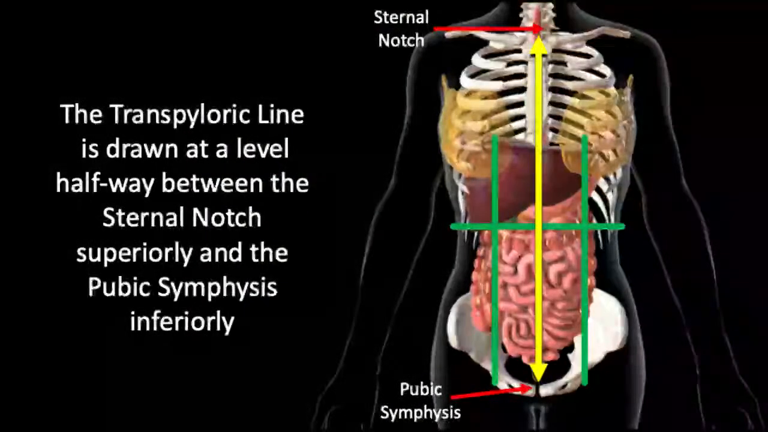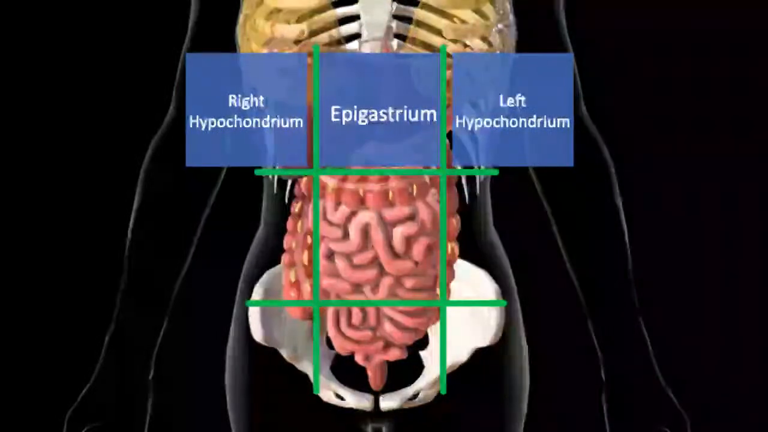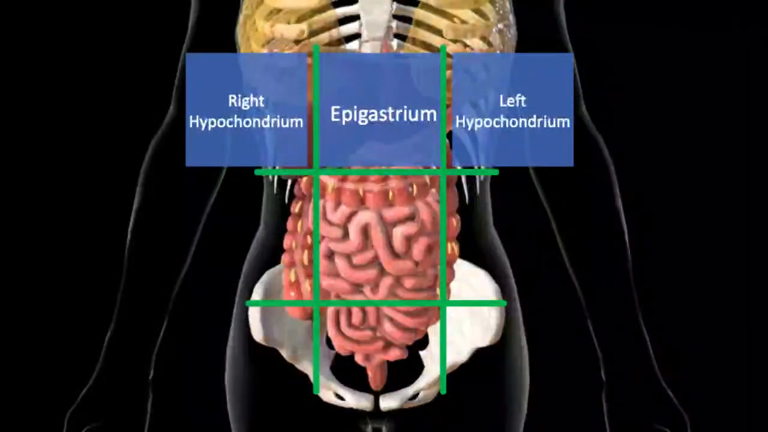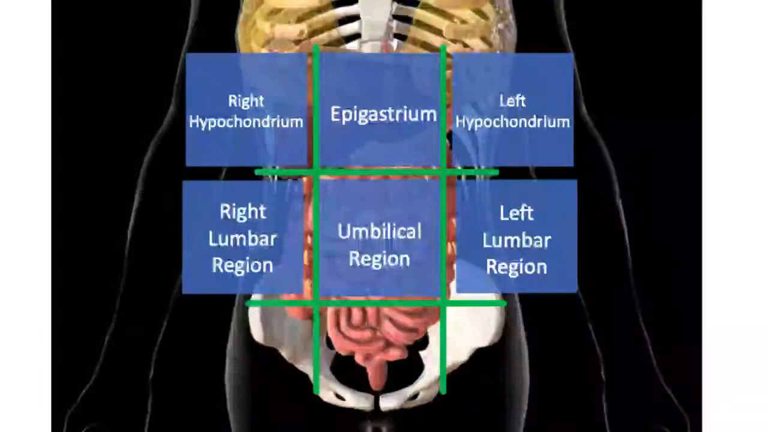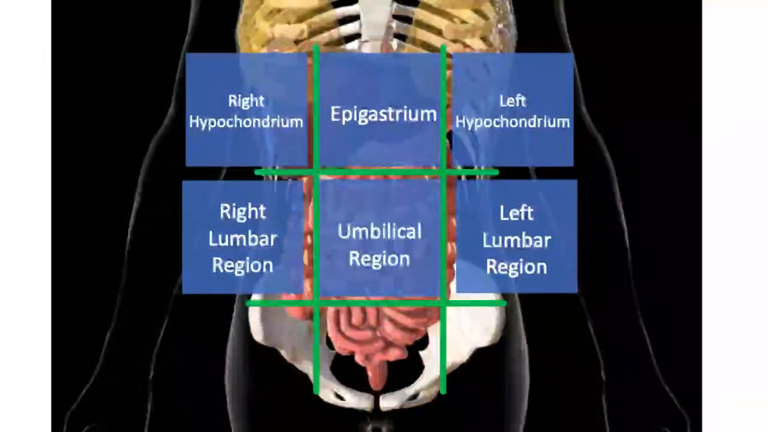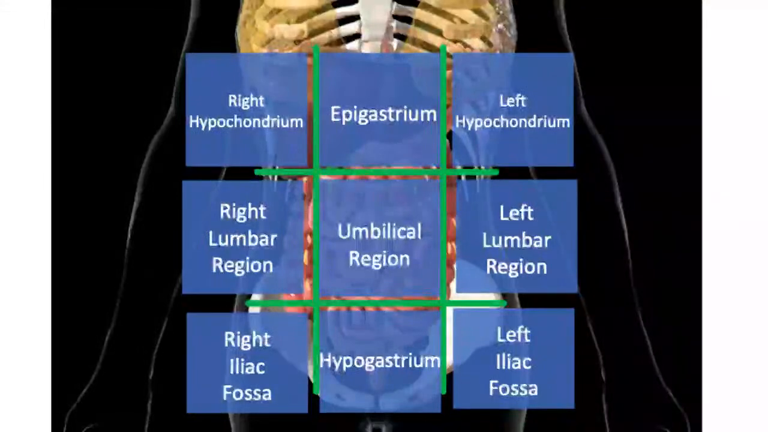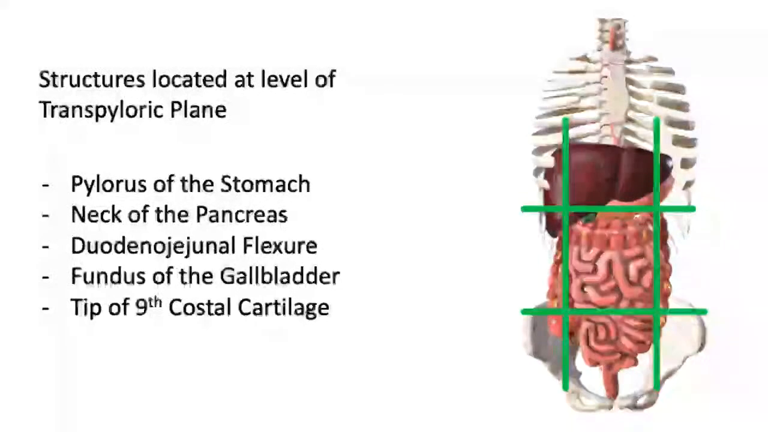Now, the abdomen, as I said, is divided into different sections. So at the top, you have the right hypochondrium, the epigastrium, and the left hypochondrium. The next level down is the right lumbar region, the umbilical region, and the left lumbar region. And on the bottom row, you have the right iliac fossa, the hypogastrium, and the left iliac fossa.